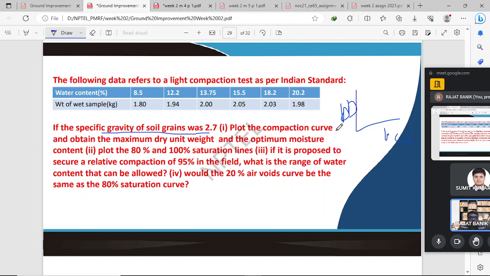To plot this, we first find out the dry density. To find the dry density, we consider the volume of the sampler. Since it is a light compaction test, the volume of the sampler, or the mould, is 1000 cc. We know the weight of the sample and the volume of the sample. By dividing weight by volume, we get the bulk density.